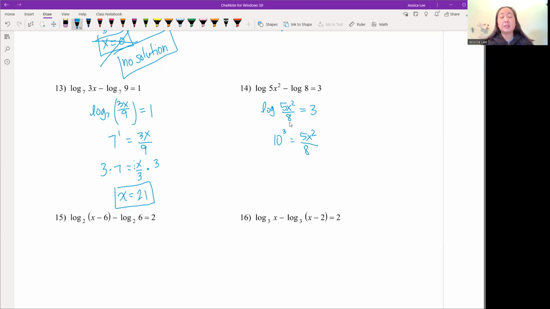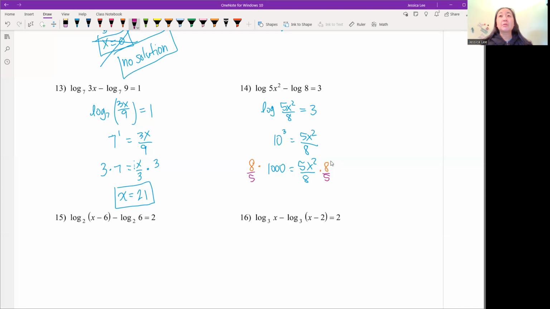And then 10 to the third power is just 1,000. You can always use your calculator for that if you did not know that. And then 5x squared over 8. And here, okay, my colors work now, yay. So we're going to multiply both sides by 8 to get rid of the 8, and to get rid of the 5, just divide both sides by 5, right? So this is doing 2 steps in one. If you want to break it down into 2 steps, go for it. You can multiply by 8 first, figure that out, and then divide by 5.